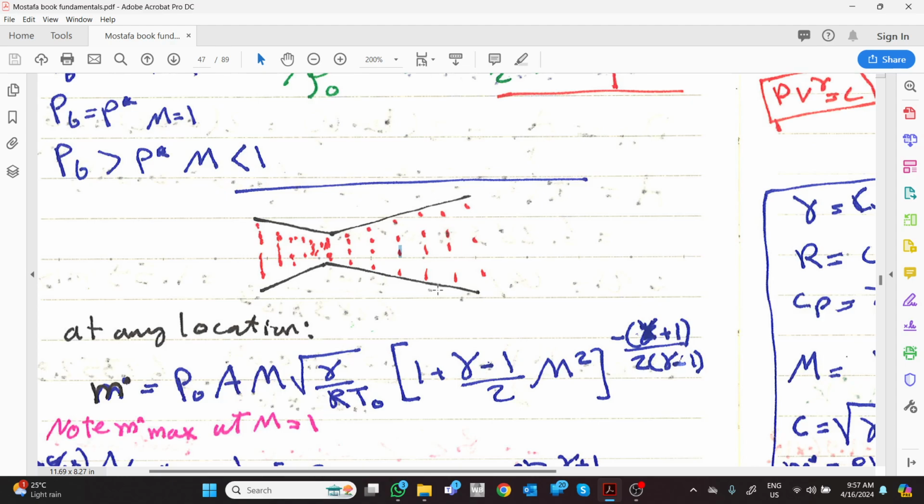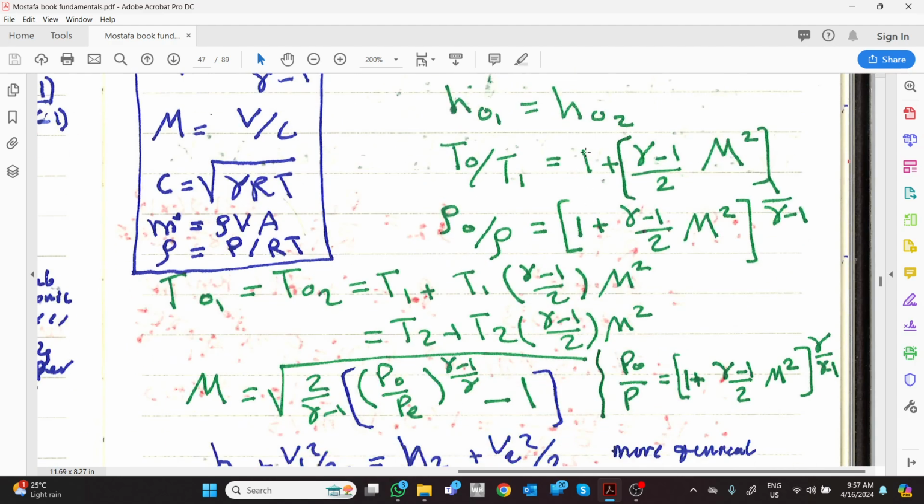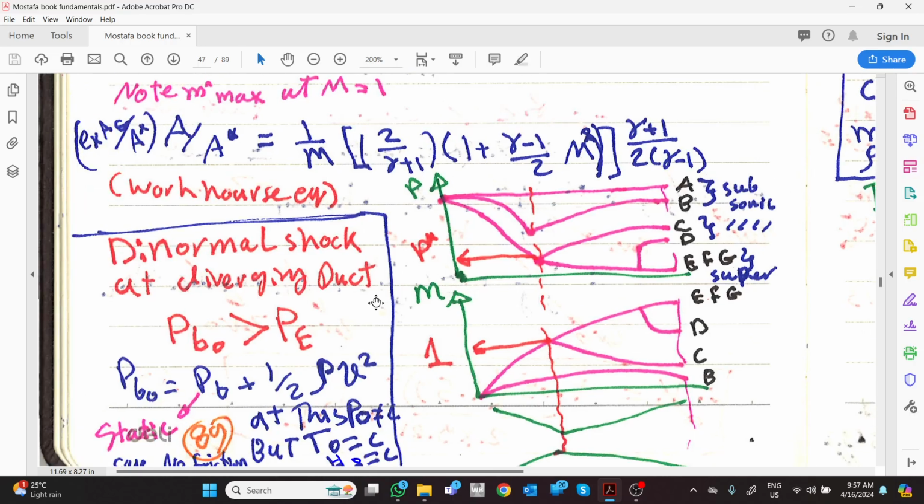And when you have a shock, the flow is not isentropic, because there is a clash between two waves, so the isentropic concept is not valid. So all of these equations are not valid after the shock in the diverging nozzle. Only the temperature relation is valid.